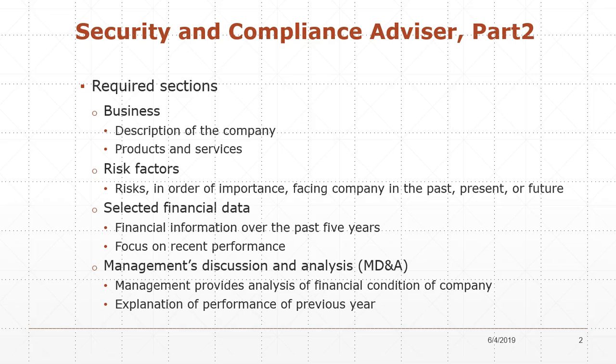Some of the required sections of the 10K are business, which is a description of the company and those products and services that the company provides. Risk factors, listed in order of importance, facing the company in the past, present, or future. Depending on how much detail is provided in the 10K about these risks, you may report on, say, compromises in the company that occurred several years back, which may still have some lingering impact on the company.